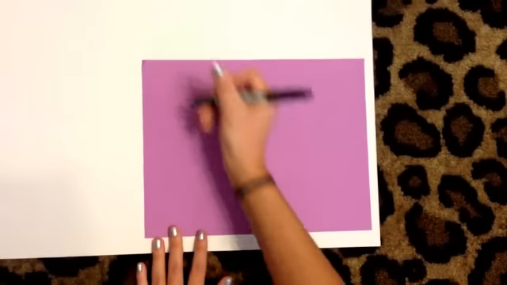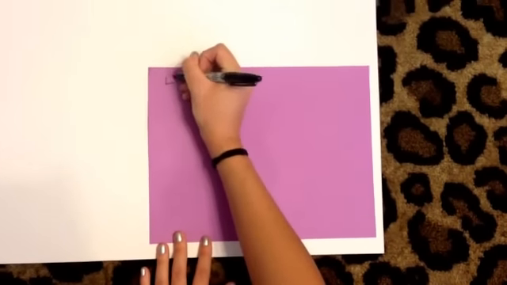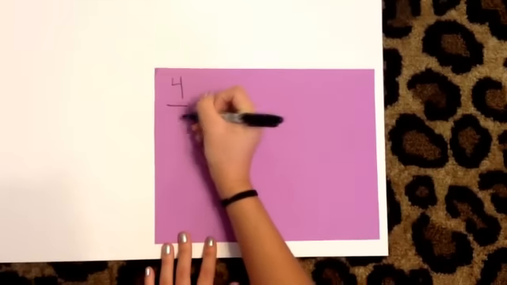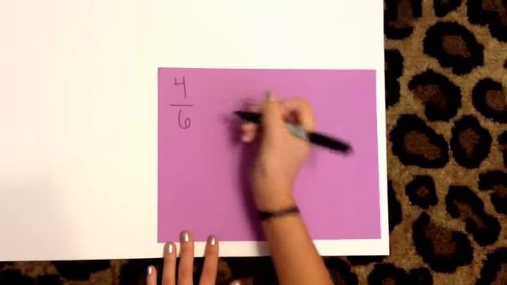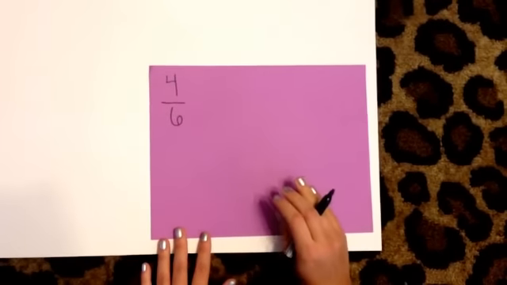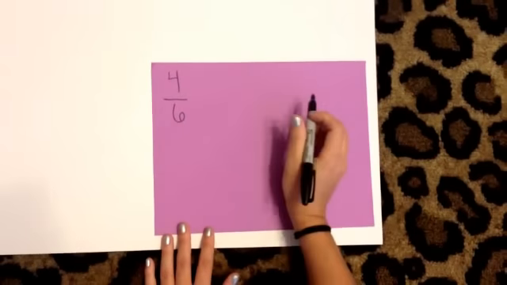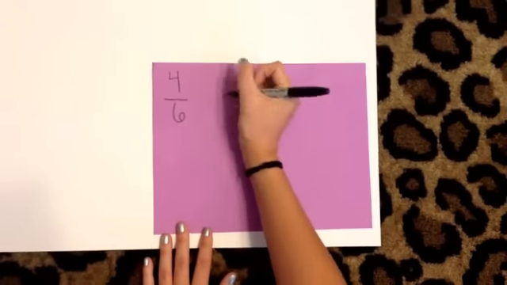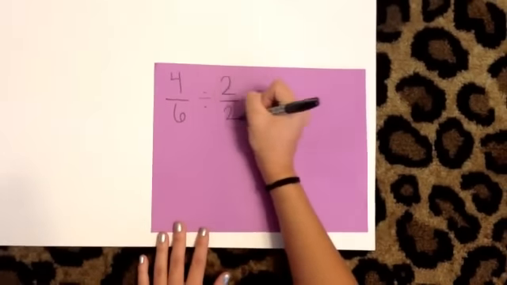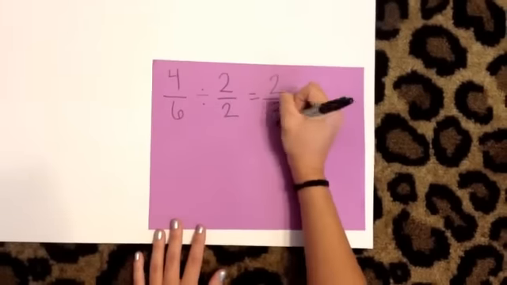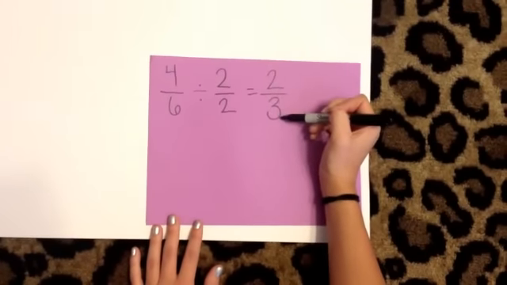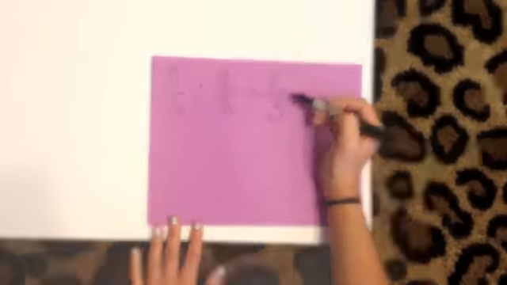So, since we know 2 friends can't come, we know that 4 out of 6 invited friends are coming. We need to reduce this fraction in order to find out how much of each ingredient to put into the recipe. We need 2/3 of every ingredient in the recipe.